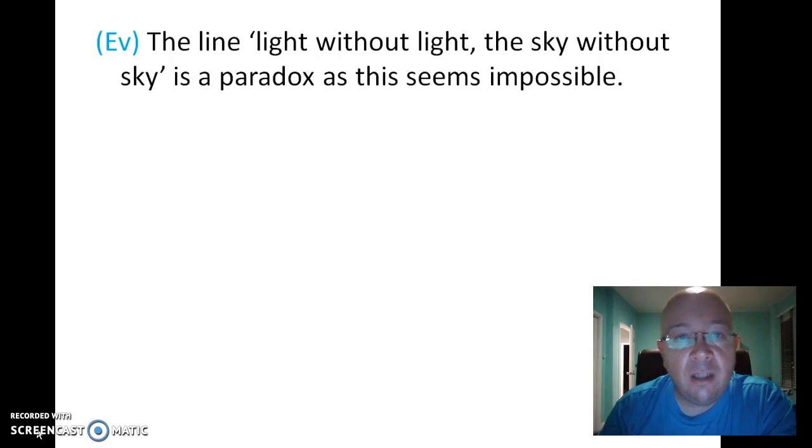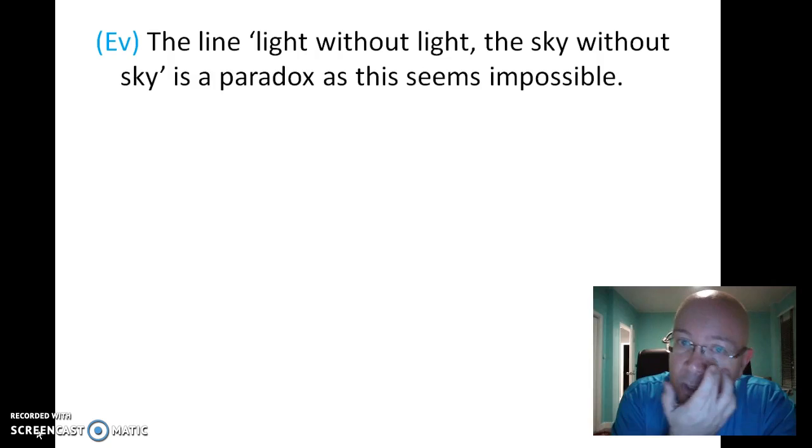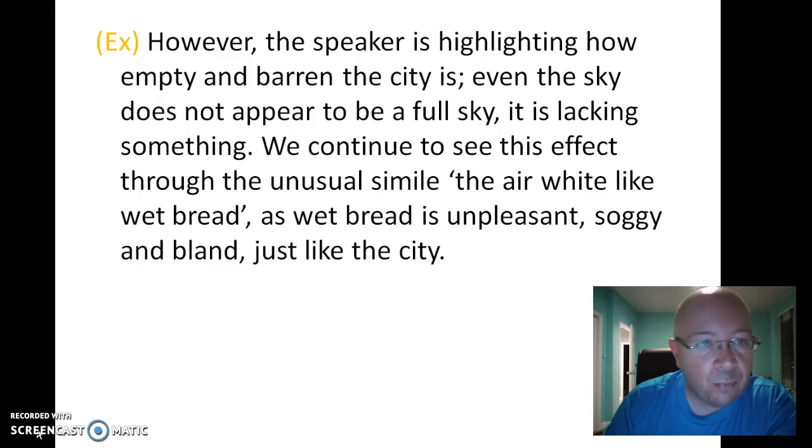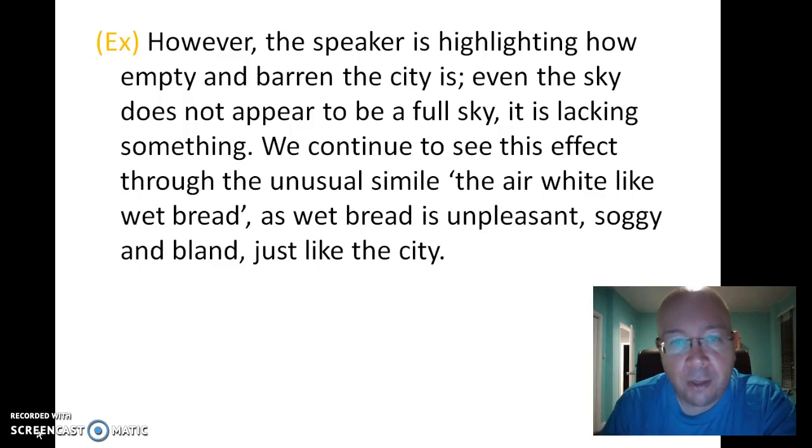And here, the line, light without light, the sky without sky, is a kind of paradox. It seems unlikely. How can you have this one without the other? I don't want to go into too much more detail because that's what my next paragraph is going to do. So here you can see I explain it in a lot more detail. Again, good adjectives: empty and barren is the sky. It's not even a full sky, it's lacking something, and that's important because later the speaker seems to be more fulfilled when he sees the horses. And then it also carries on a little bit to explain the unusual simile, and again this ties in with the idea that the city is unpleasant, it's bland, it's not very useful, much like soggy bread.